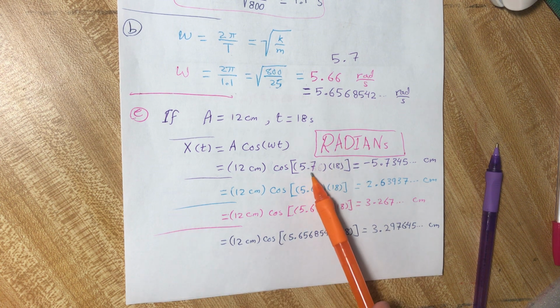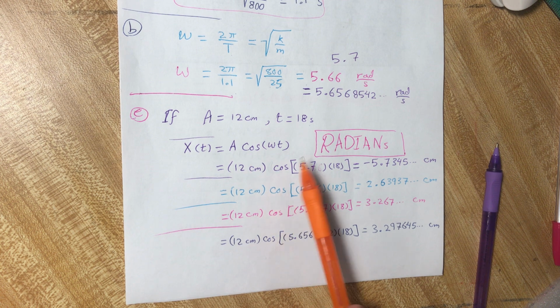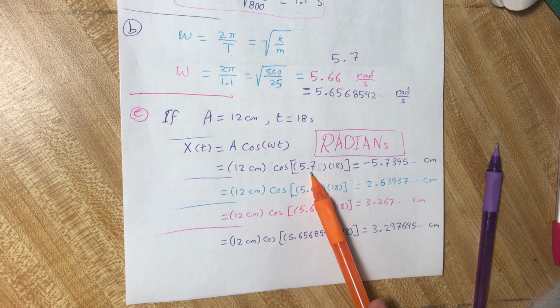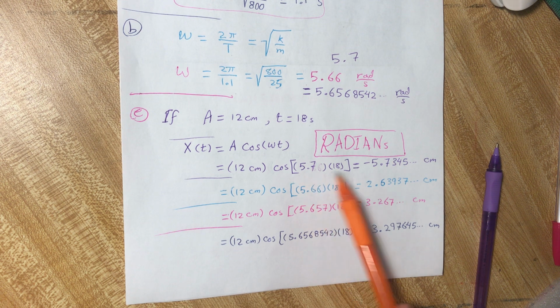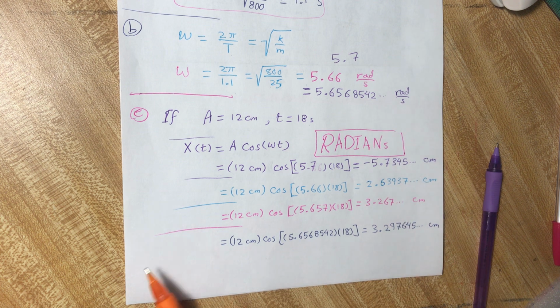Now if I take the first value, A is 12, cosine of omega t. t is 18. Omega I approximated to 5.7. The answer will be negative 5.734 and so on centimeters.